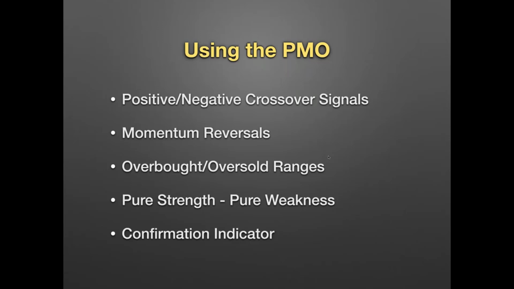It's also a great confirmation indicator. If you're seeing things going on with price, the PMO can either be telling you something's wrong with price and you need to be careful, if it starts to top even while price is moving upward. If the PMO is rising, that can confirm the current trend. If the trend is down and the PMO is falling, that's confirmation of the downtrend.